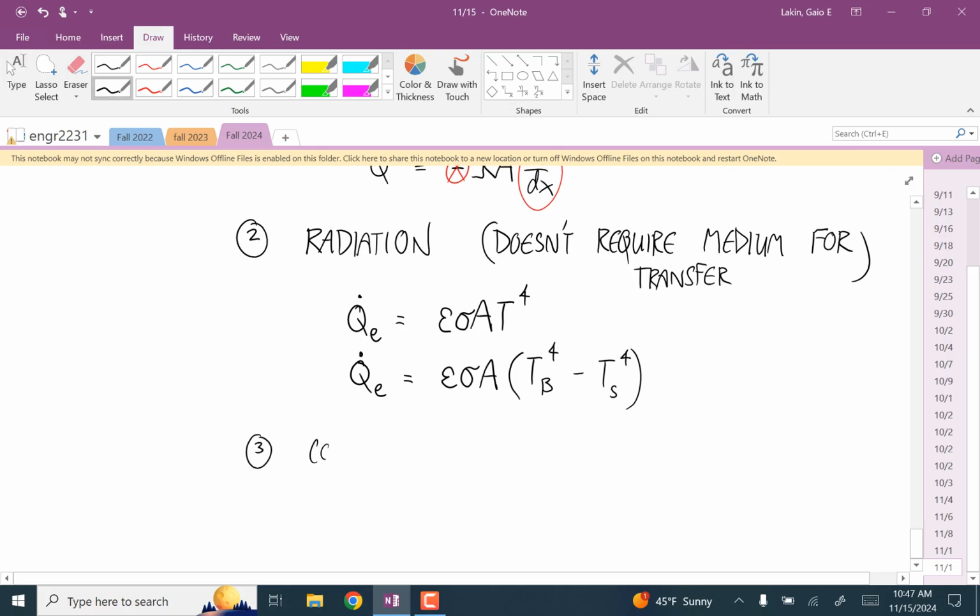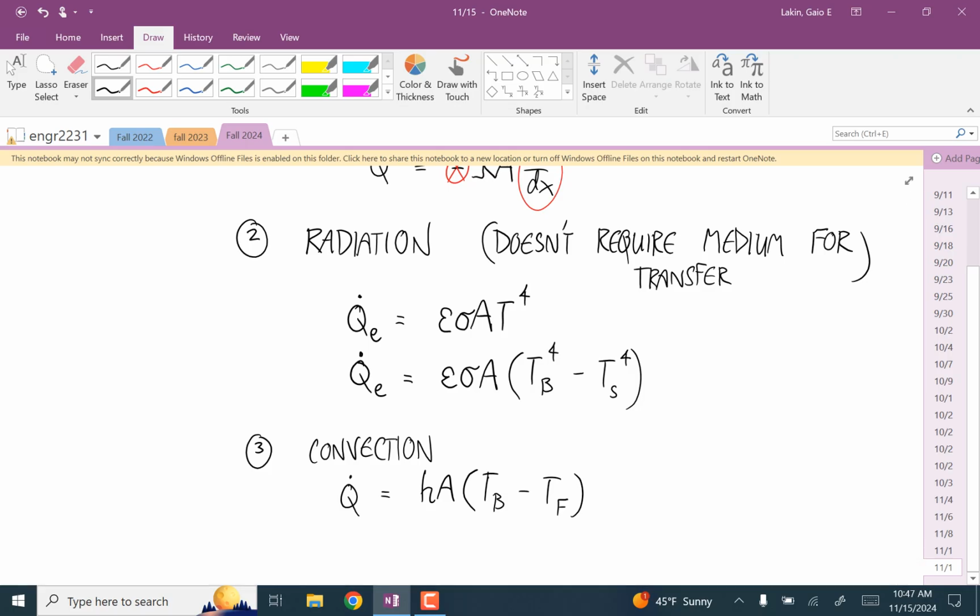And then third, convection. So Q dot is equal to a catch-all constant called h times the surface area of the body that's in contact with the fluid times the difference in temperature of the body minus temperature of the fluid. Okay, any questions about any of that?